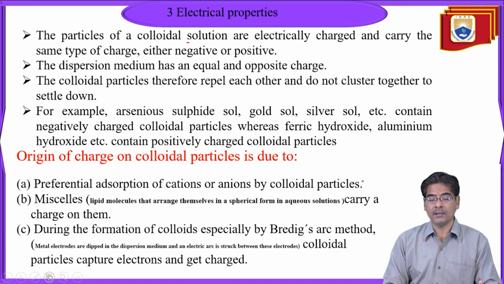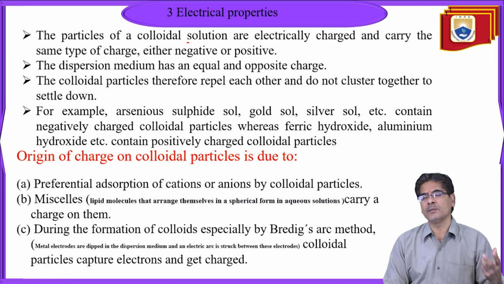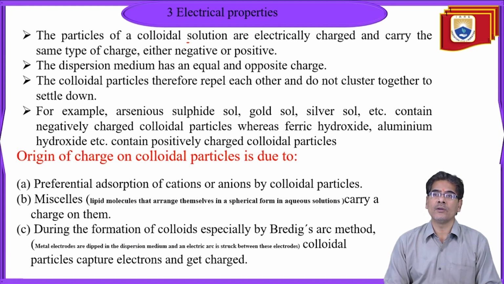Like charges repel and unlike charges attract, as we have seen. The colloidal particles repel because they have the same charge, so they do not cluster together to settle down. For example, arsenious sulfide solutions, gold solutions, silver solutions, etc. contain negatively charged colloidal particles, whereas ferric hydroxide, aluminum hydroxide, etc. contain positively charged colloidal particles.